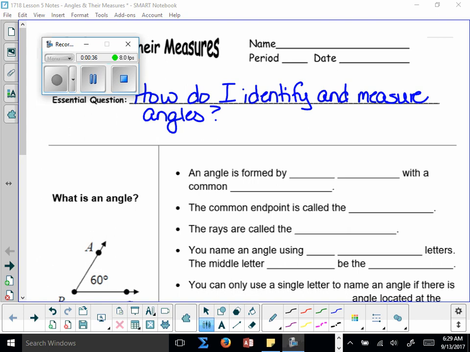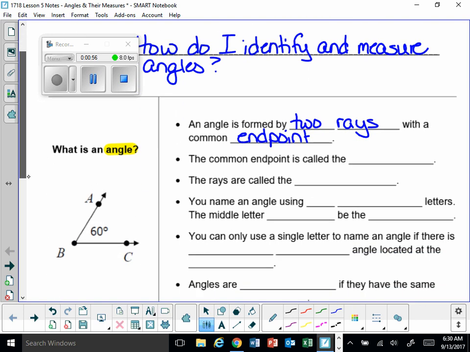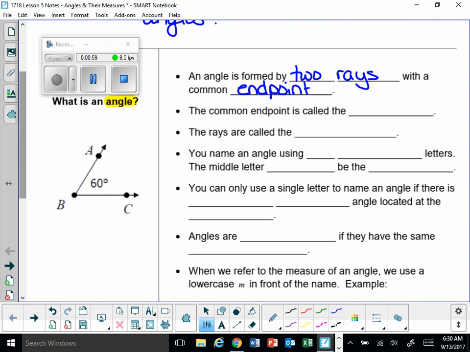All right, well, let's start off with what even is an angle? Let's go back to the basic definition. An angle is formed by two rays with a common endpoint. If we look at our example over here on the left, we have ray BA and ray BC. Together they form the angle ABC. The common endpoint is called the vertex, and the rays are called the sides.